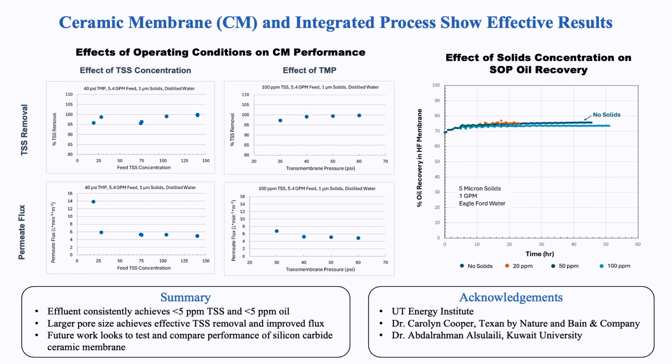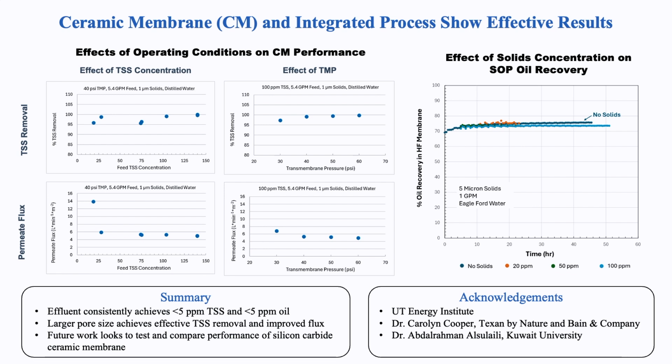We did implement 5-minute backwashing cycles to the process, and we saw effective results at recovering permeate flux and improving average flux over our runs, but we still see those effects at certain conditions.